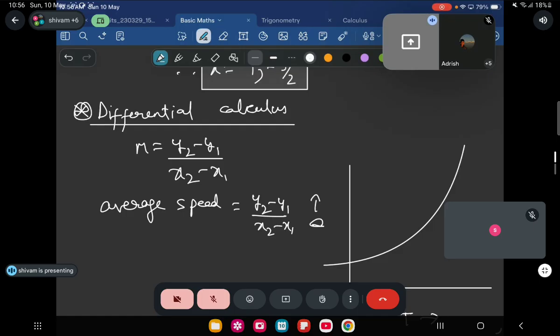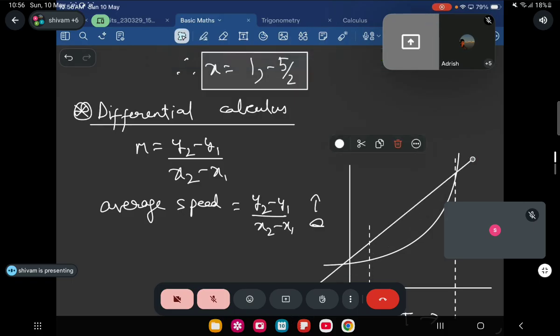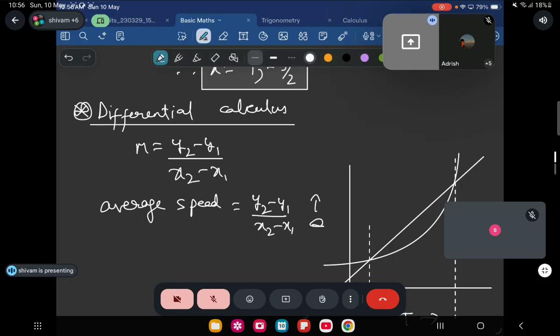Means I want to find out your speed from this point to this point. Pay attention. I want to find out your speed from this point to this point. So what will I do? I'll find out the slope. You must have done it in physics, right? Find out the slope, you will get the average speed. See, y2 minus y1 upon x2 minus x1.